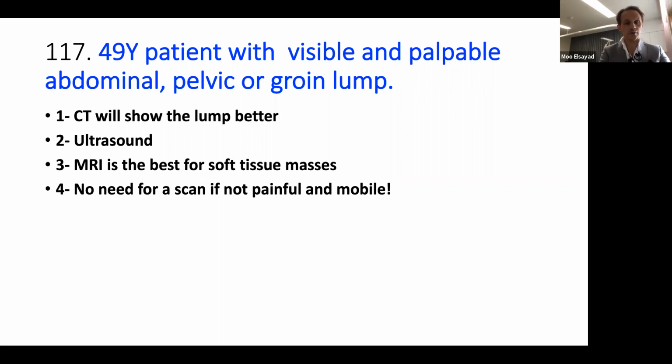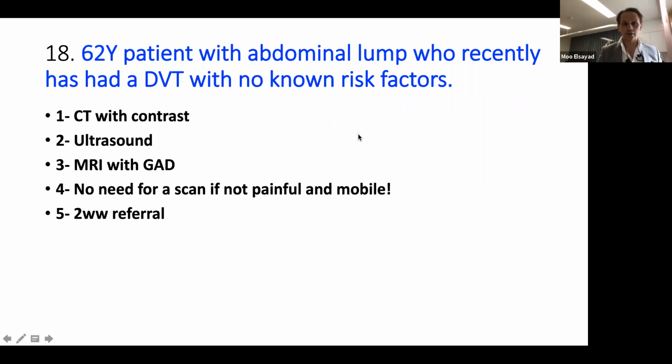Again, it depends on the size. If it's small, less than 5 centimeter, you're more confident to ask for ultrasound. If it's bigger, you still can ask for ultrasound, but you have it in the back of your mind that I may need to ask for MRI, or I'm expecting someone to ask for MRI. Just be prepared, because if you ask for MRI straight away, I think it may be pushed back and told to do ultrasound, because it could be just a cyst. Again, it depends on the history. If it sounds malignant, then referral is the best way forward. Perfect. A 62 years old patient with an abdominal lump who recently has had a DVT with no known risk factors. This is a tricky one, so have a think about it again.